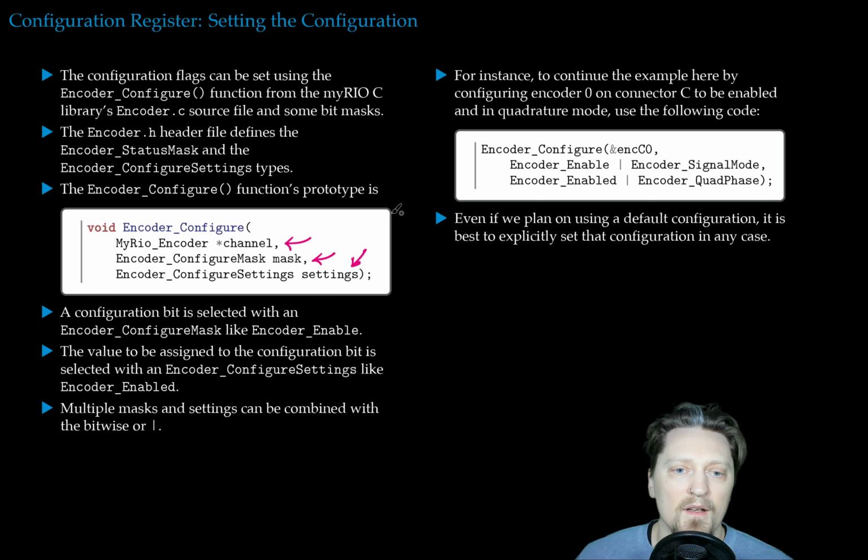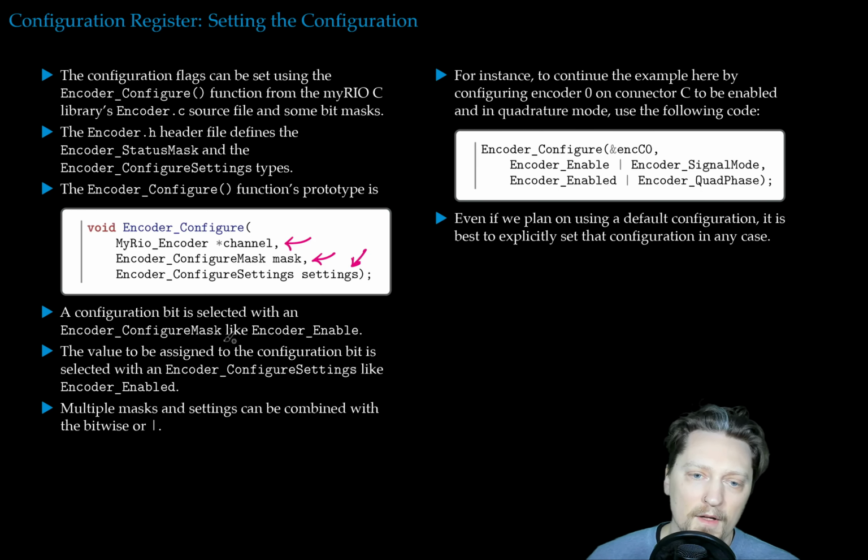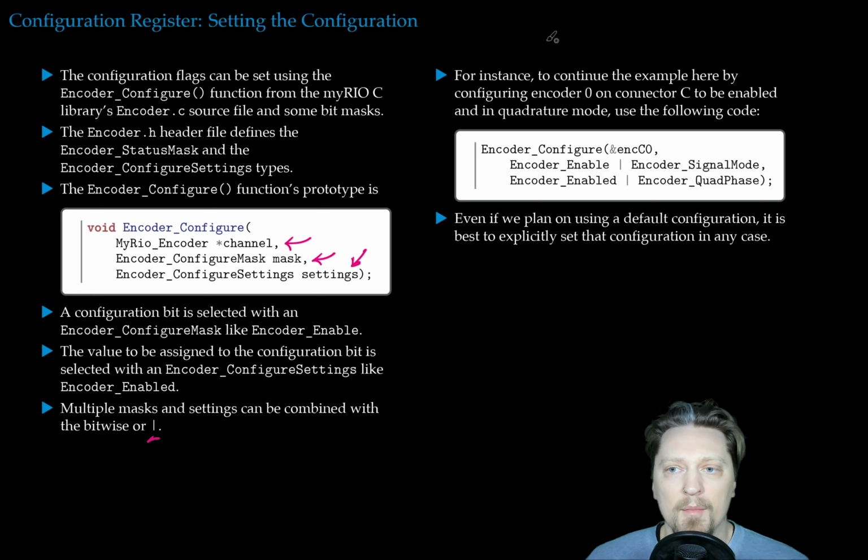A configuration bit is selected with an encoder configure mask like encoder enable. The value to be assigned to the configuration bit is selected with an encoder configure settings type like encoder enabled. Multiple masks and settings can be combined with the bitwise OR operator. For instance, to continue the example here, by configuring encoder 0 on connector C to be enabled and in quadrature mode, use the following code.